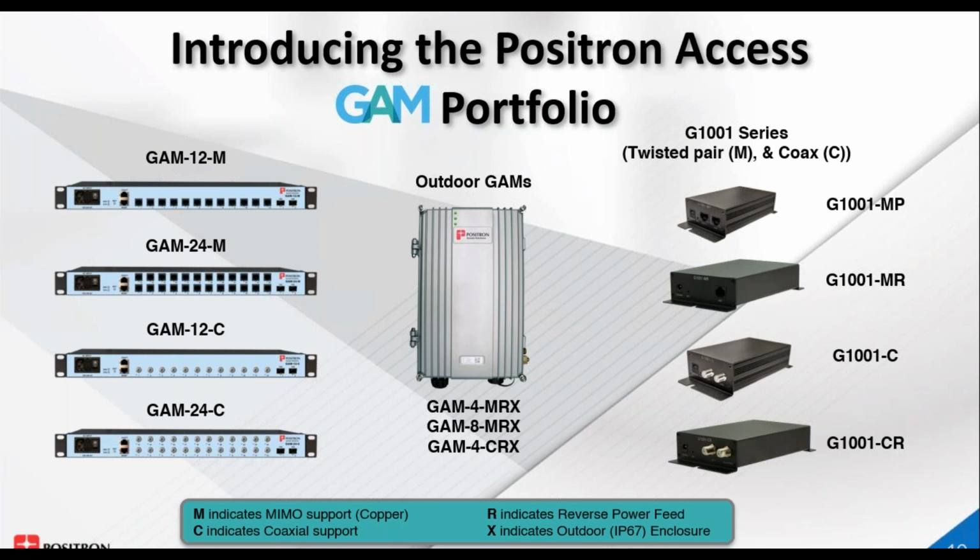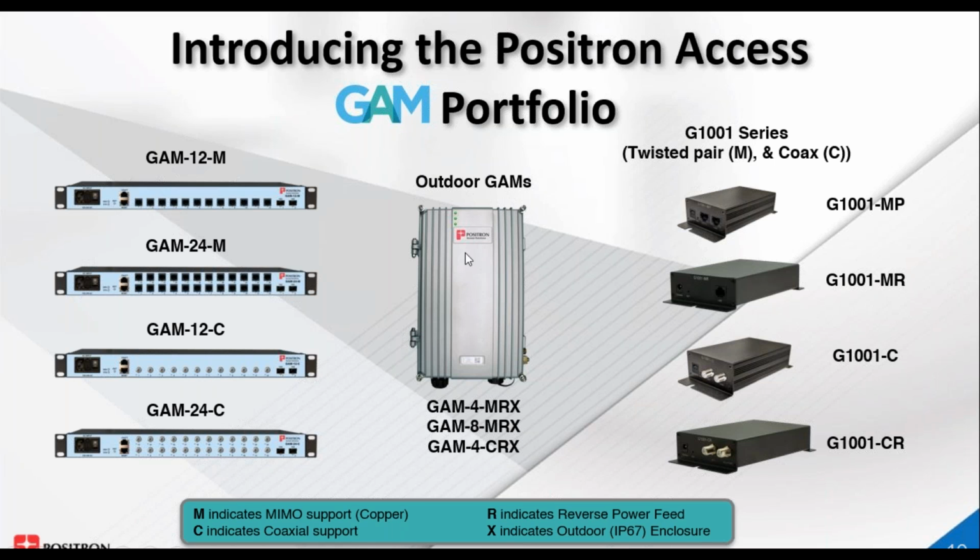So here is a more global view of the products. On the left, all those products that have RJ45 connectors are for twisted pair. You can have 1 or 2 pairs per port. And when we want coax, so the dash C, so dash M stands for MIMO, and dash C stands for the coax ports. So we have 12 and 24 ports.